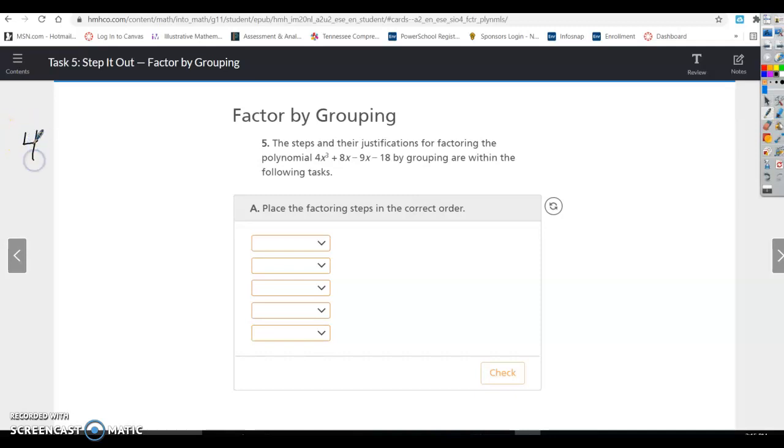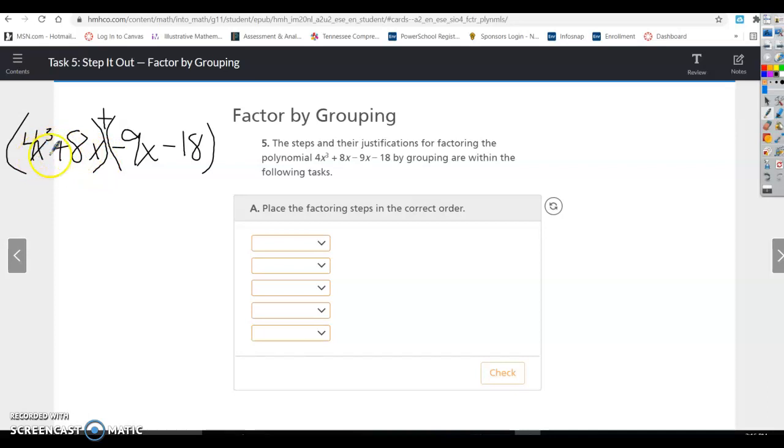So we're going to say 4x cubed plus 8x minus 9x minus 18. All right, so if I want to do this by grouping, I'm going to group with parentheses. And remember, this is 8x minus 9x, so we have subtraction here, so we can do plus and minus. You don't want to have parentheses without knowing that you're still adding those together. We're not changing it to multiplication.